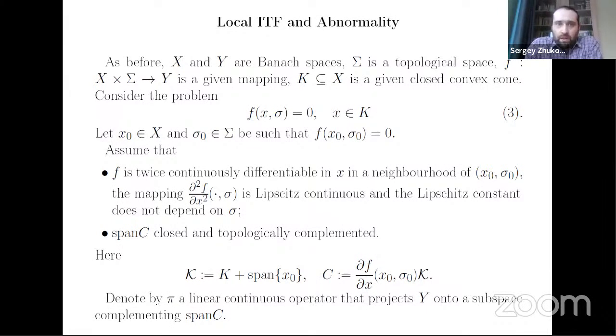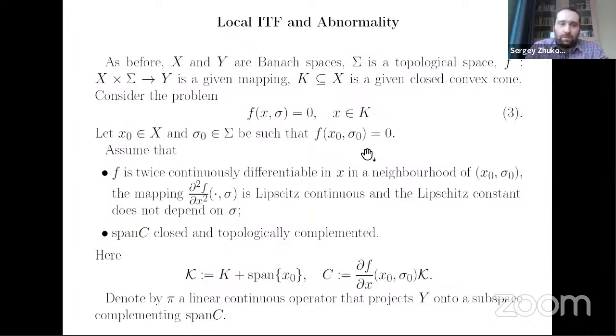As before, X and Y are Banach spaces, sigma is a topological space, and we are given a closed convex cone K in X. And we consider a slightly different problem. We consider the equation f of x sigma equals 0 and some additional constraint. We will search for solutions not in the entire domain X, but in the given cone K. Again, x0 and sigma 0 are given points, and f of x0 sigma 0 equals 0.